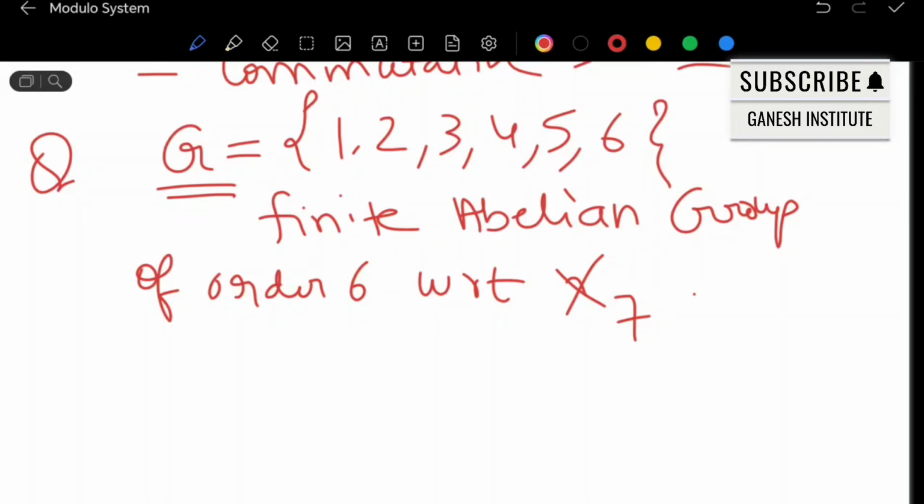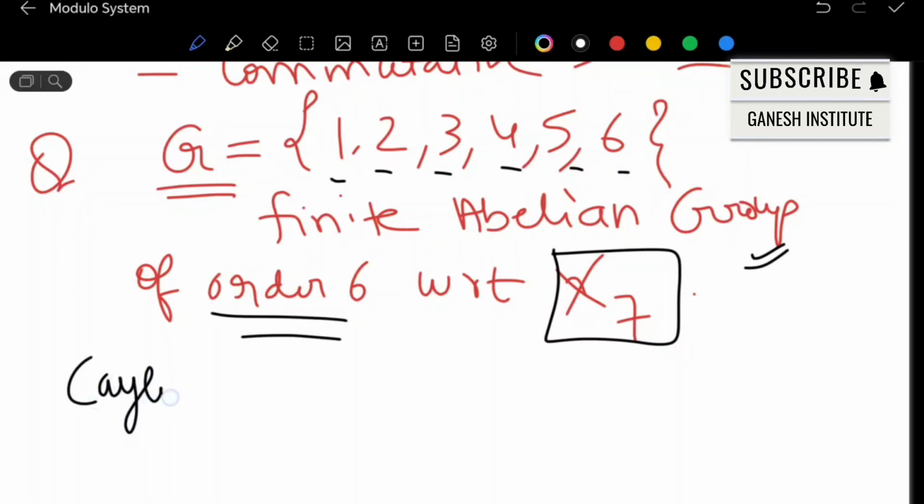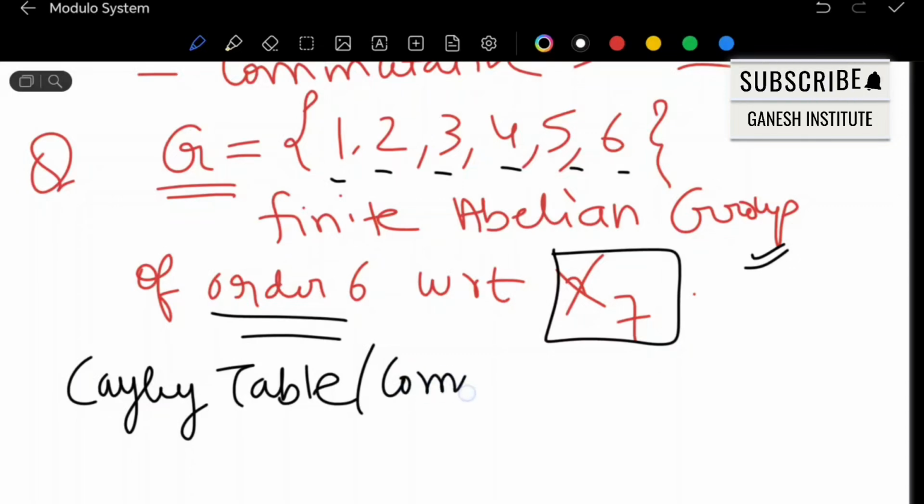Multiplication modulo 7. What you can do, I would say, is start with applying this first, then prove it is an abelian group. Why is it of order 6? Because the number of elements in the group is 6. So form a Cayley table, or we can say a composition table.